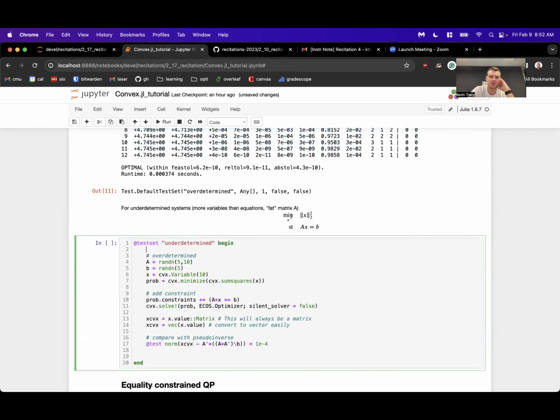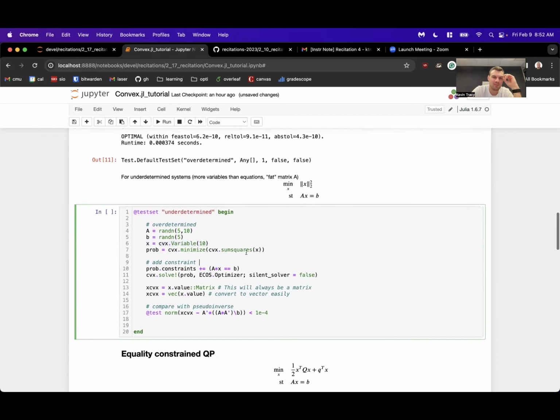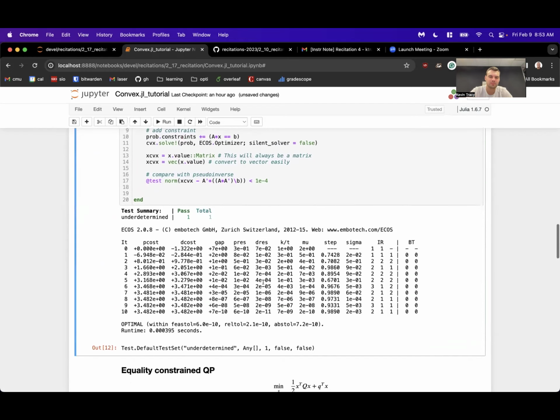Here's another problem. Say I want to minimize the norm of x subject to a constraint. So now I'm constraining Ax must be equal to b. So again, I create my variable using the same stuff. I minimize sum squares of x, and then I add a constraint with the following. So prob.constraints is going to hold all my constraints, and I can just use plus equals and add a new constraint, which is a very nice interface. So I want to add that Ax must be equal to b, and I have to use two equal signs to show equality. And then do the same thing with my solver, solve it. Everything looks good.